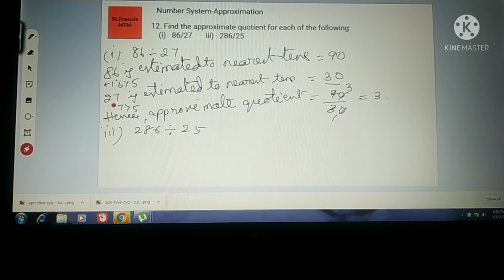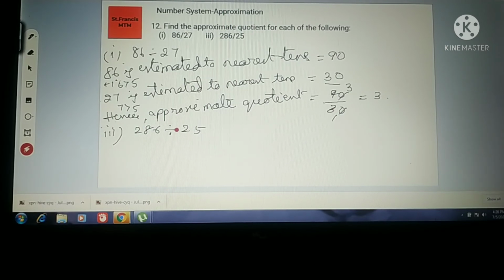And after that, 27 is estimated to the nearest tens. So we have to look at the ones digit, 7. 7 is clearly greater than 5. So you have to add 1 to the tens digit. It will be converted into 30. Now see, hence the approximate quotient will be 90 divided by 30. What you get here? The zeros will be cancelled. 3 1 time is 3, 3 3 times is 9. You get here 3. Okay, is that clear?